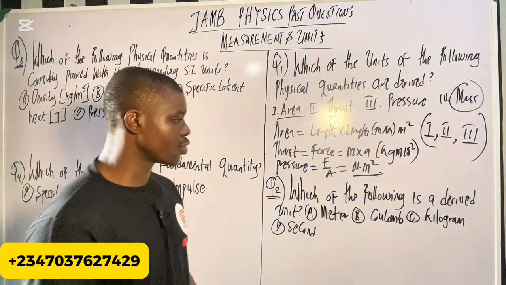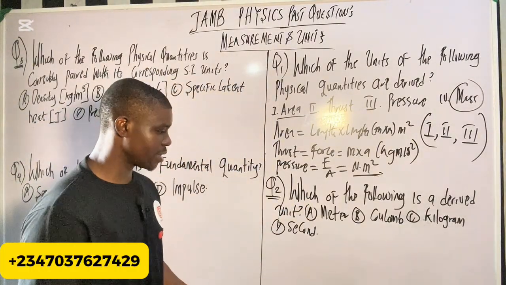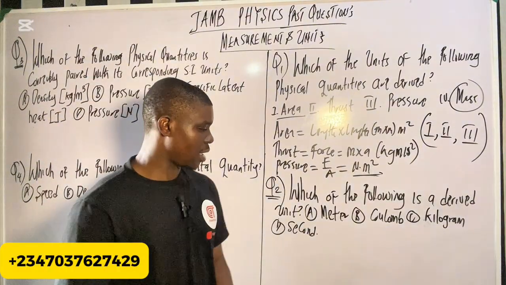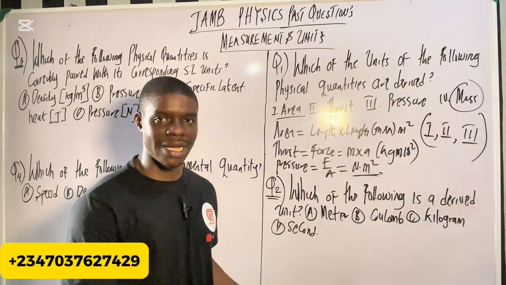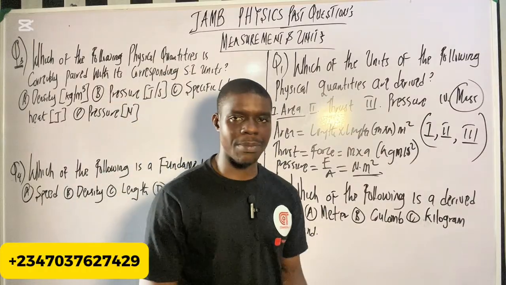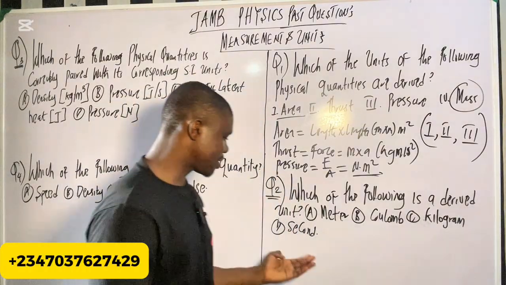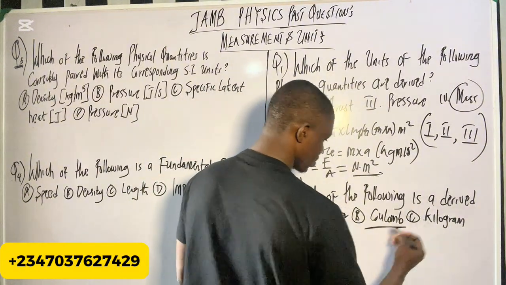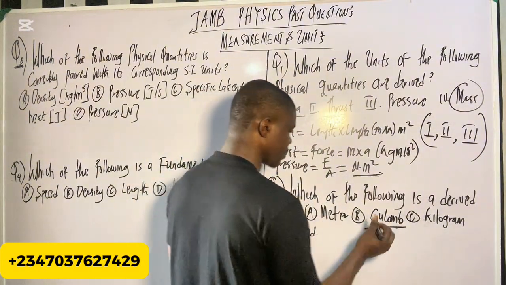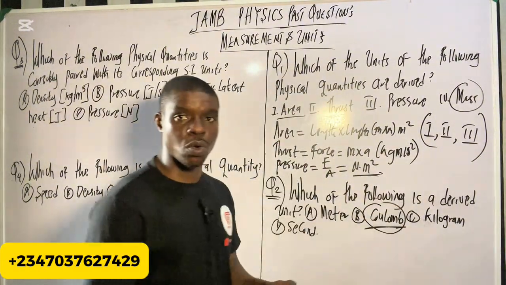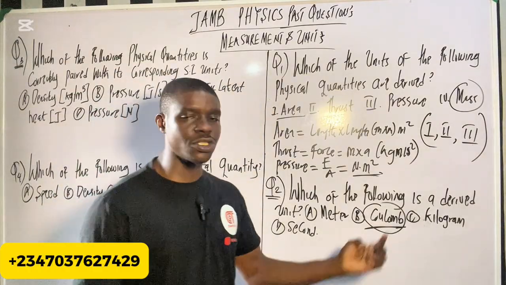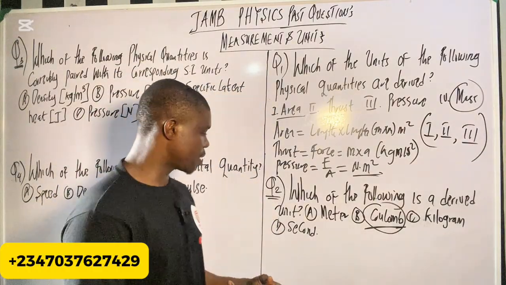Same thing here. Which of the following is a derived unit? Meter is the unit for length. Kilogram is the unit of mass. Seconds is the unit of time. Coulomb is the unit for electric charge. When we talk about electric charge, that is called Coulomb.